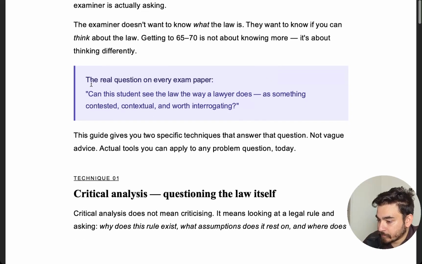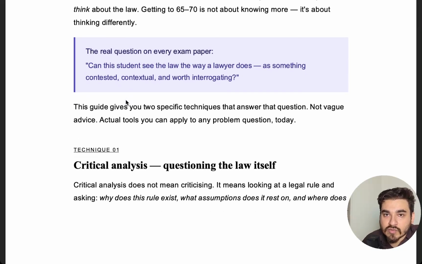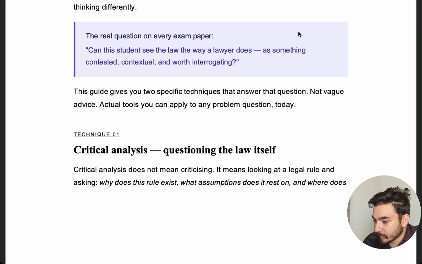That's what's important. So the real question on every exam paper is, can this student see the law the way a lawyer does? Now that's the gold mine. When you see a question in the examination, you should always see that question from a lawyer's perspective and not from the perspective of a layman who is reading the question. Now I'll give you a lot of examples in this distinction framework as we go through it.